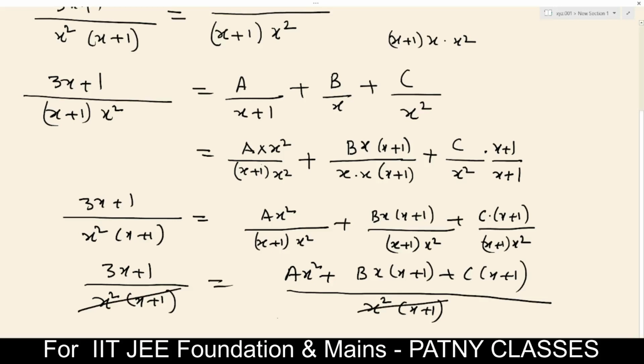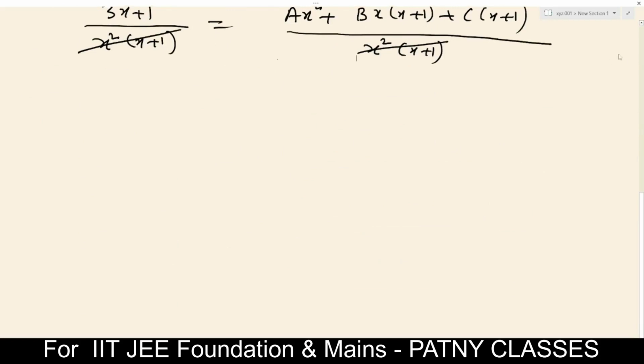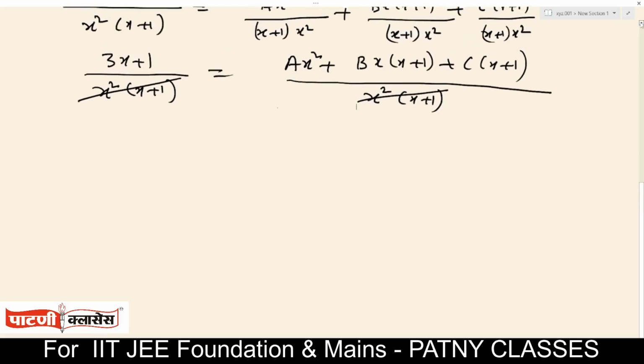And after that, writing 3x plus 1 equals to a into x square plus bx into x plus 1 plus c into x plus 1.